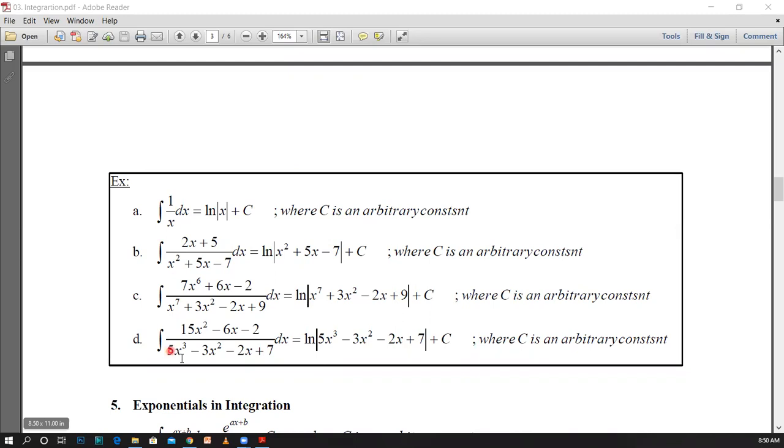The last example for this part is the integral of 15x squared minus 6x minus 2 divided by 5x to the power 3 minus 3x squared minus 2x plus 7. Here also you can see the derivative of this quantity now appears in the numerator. The derivative of 5x cubed minus 3x squared minus 2x plus 7 is equal to 15x squared minus 6x minus 2. Then you can get the integral as the natural logarithm of the function in the denominator. Therefore, the answer is ln of 5x cubed minus 3x squared minus 2x plus 7.